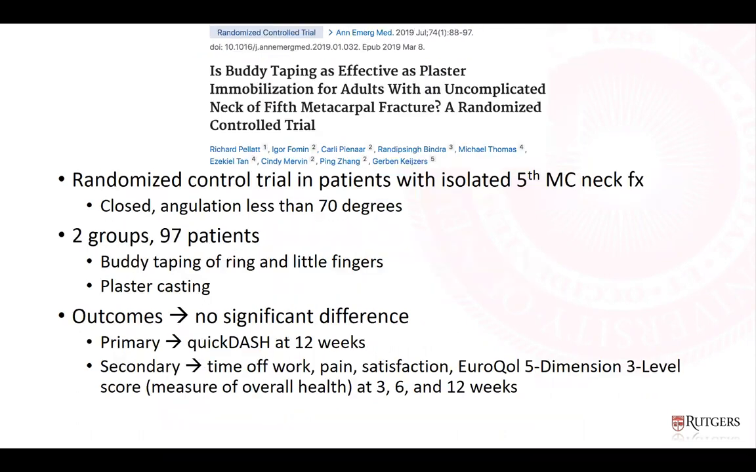There's another study that compared buddy taping to plaster immobilization. It's out of emergency medicine literature. There's a randomized controlled trial in patients with an isolated small finger metacarpal neck fracture. Inclusion criteria include closed fractures with an angulation of less than 70 degrees. These were all just 5th metacarpal neck fractures. 2 groups, 97 patients. First group was just buddy taping of the ring and little fingers versus plaster casting. They similarly showed no significant difference in quick DASH scores at 12 weeks or time off work, pain, satisfaction, or an overall health score at 3, 6, and 12 weeks.